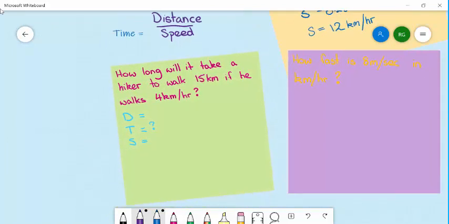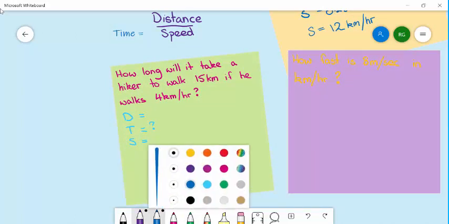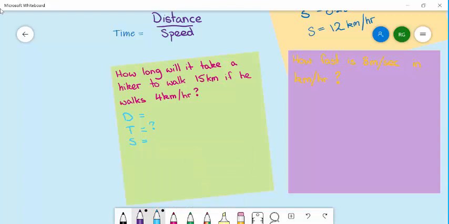Let's have a look at the one in green. How long, let's get a blue pen, light blue. How long will it take a hiker to walk 15 kilometers if he walks at 4 kilometers per hour? So again, we need to know what it is we're looking for and what information we already have. So we are looking for time, how long it takes. And let's say we want to know in minutes, just for something different. So we want to know in minutes.